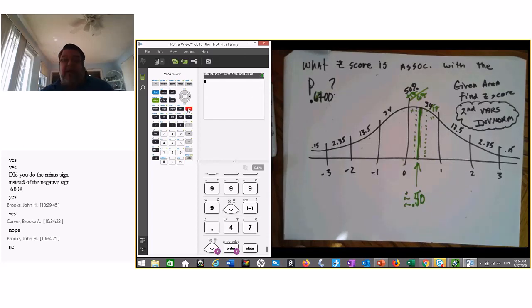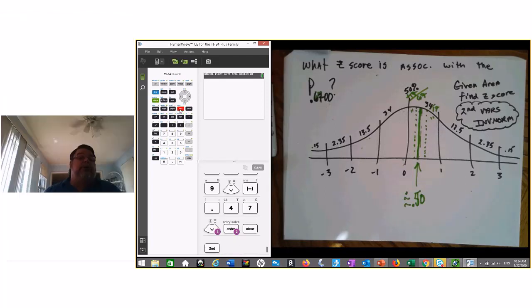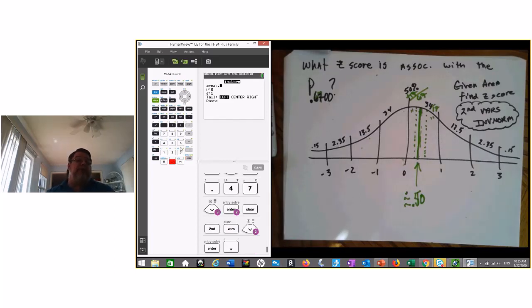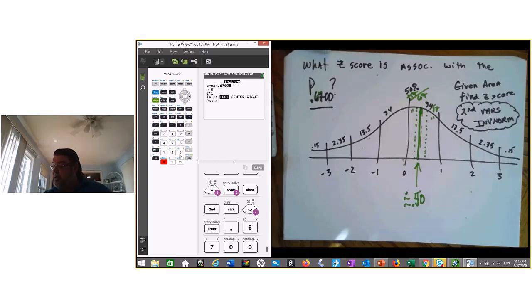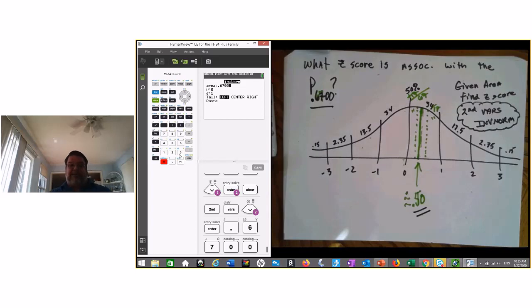let's go with second, vars. And there's inverse norm, number 3. Type it. And then, what is your area? Your area is 0.6700. Now, you don't have to type the zeros, but I type the zeros because you need to get used to area being 4 digits and z-scores being 2 digits. And I think I told y'all that's the way I teach.